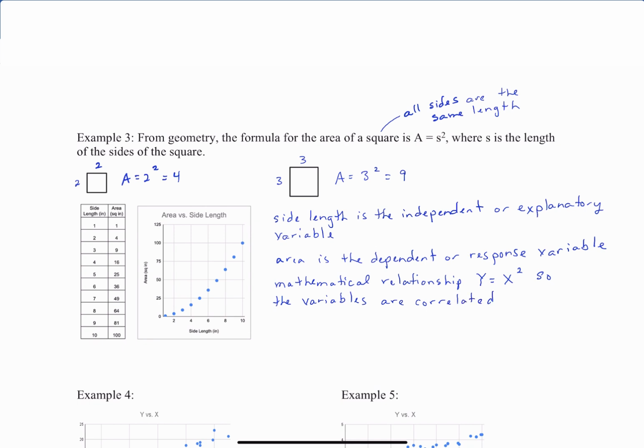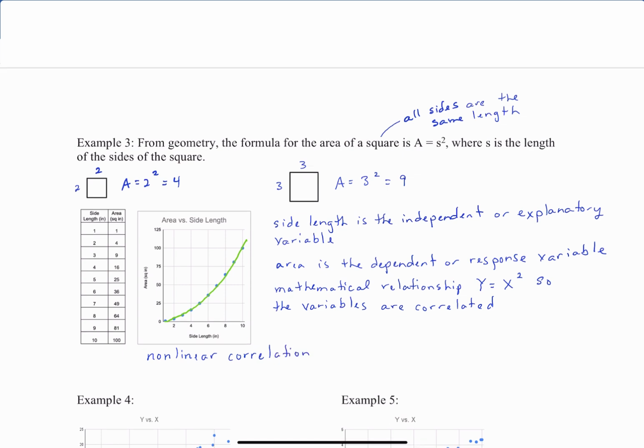Now in this case, when you connect the dots, you don't get a straight line. You get a curve. It's the curve y equals x squared, but it's not a straight line. So this type of correlation is called non-linear correlation. It's still a perfectly good correlation. It just doesn't happen to be linear.